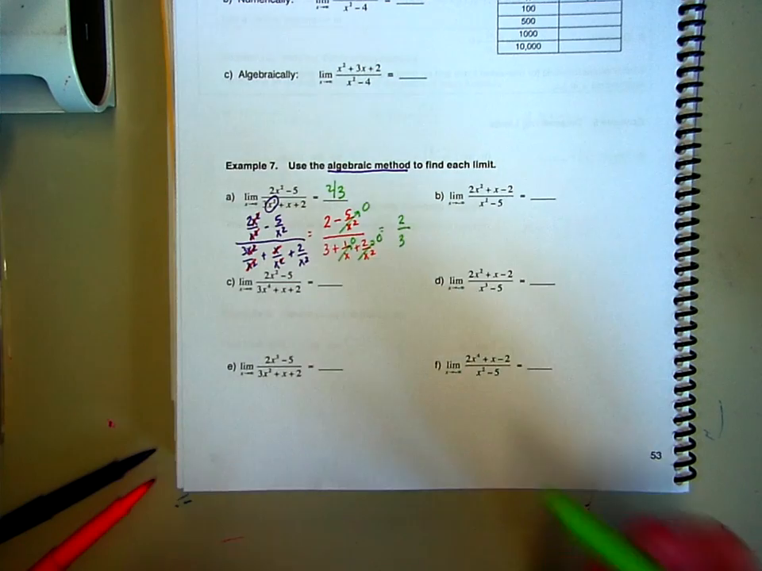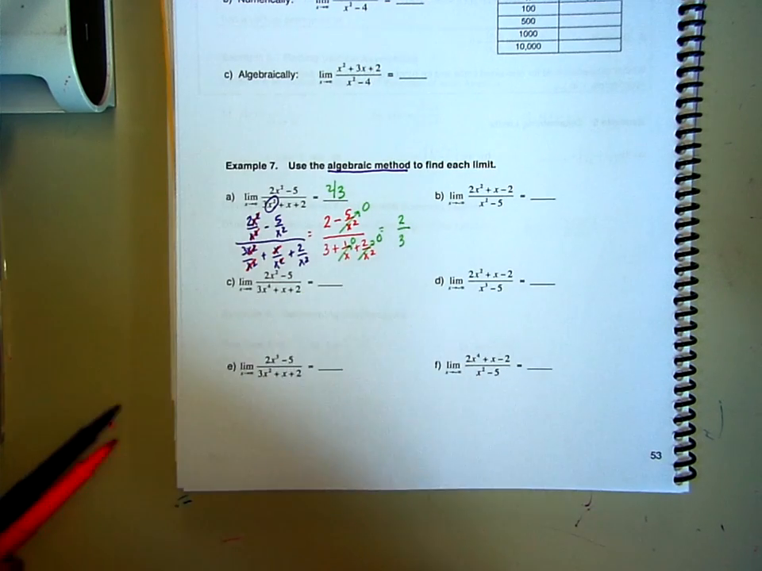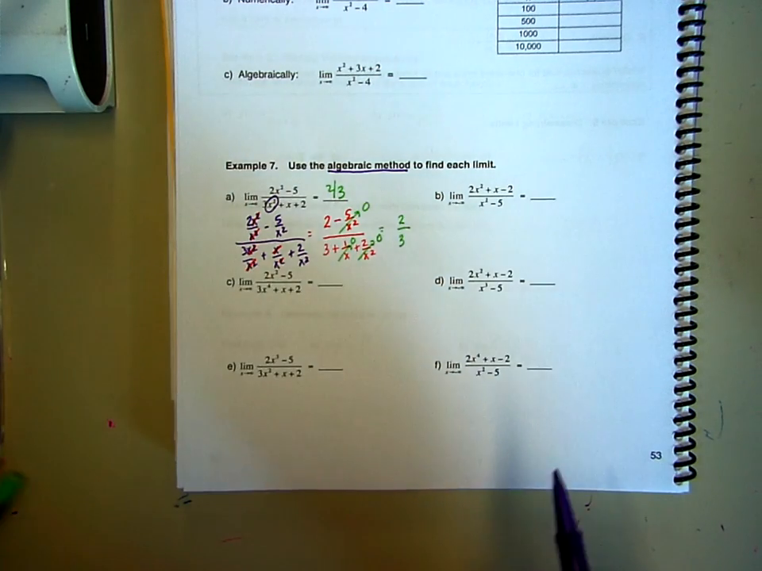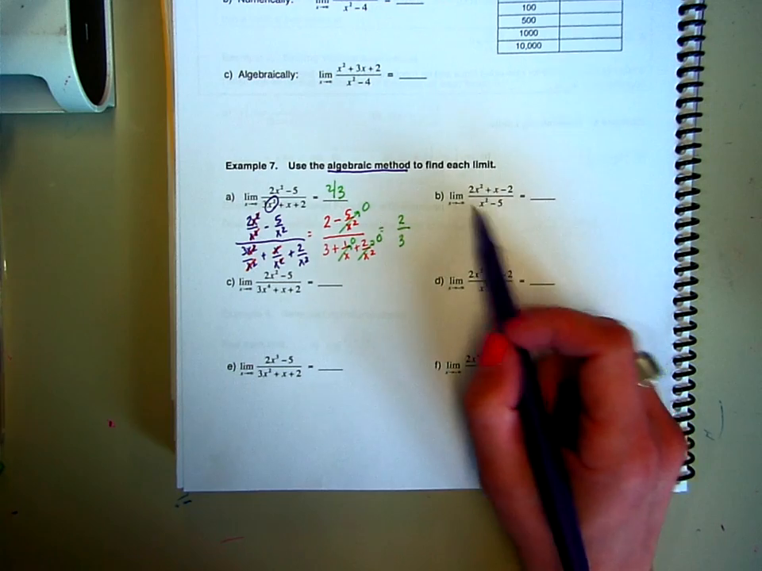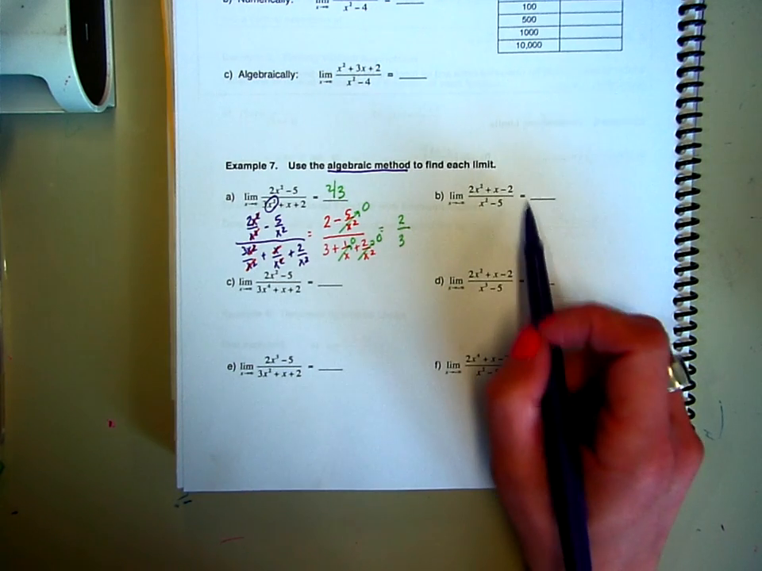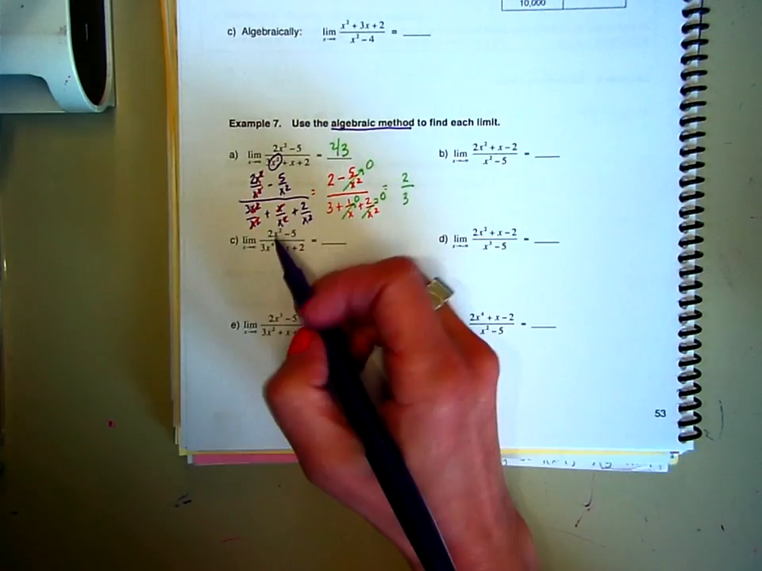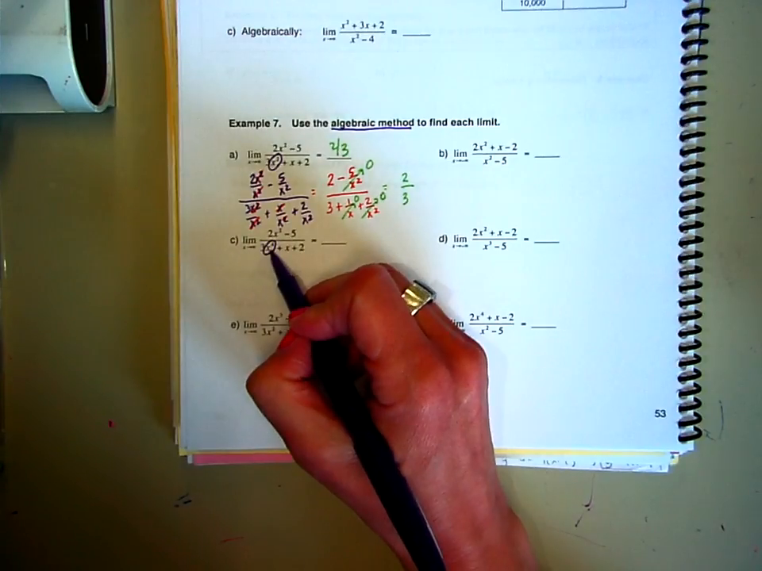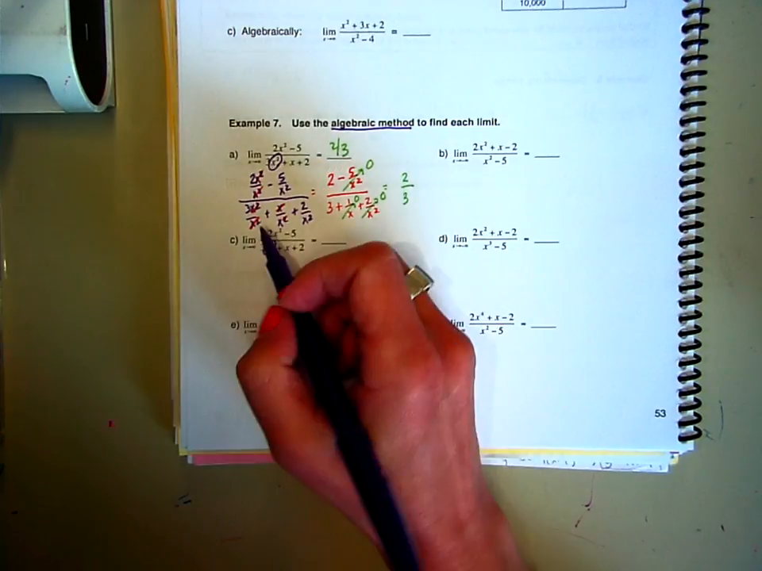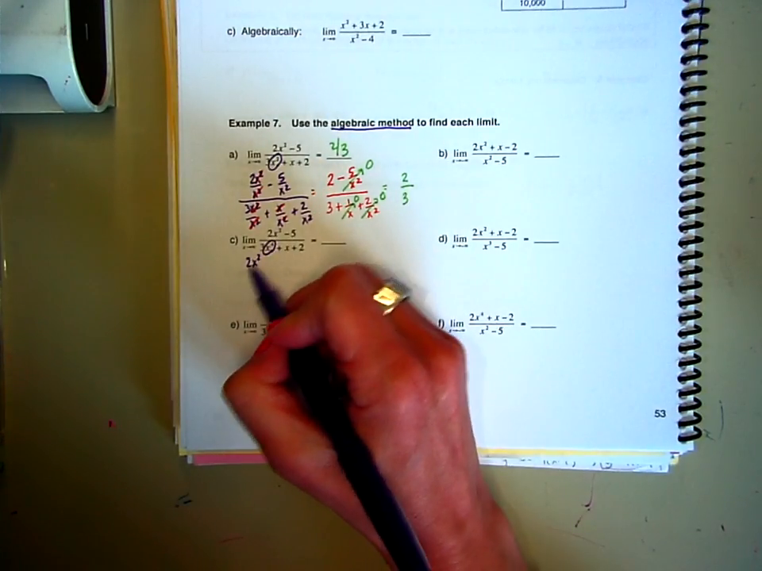Now again, for all these examples, you would just do the exact same process. Look at that denominator and divide by the largest exponent. This next one right here is very similar, so I'll let you guys do that one on your own. I'm going to jump down to example C. The largest exponent on the denominator in this case is x to the 4th, and so I'm going to divide every term by x to the 4th.